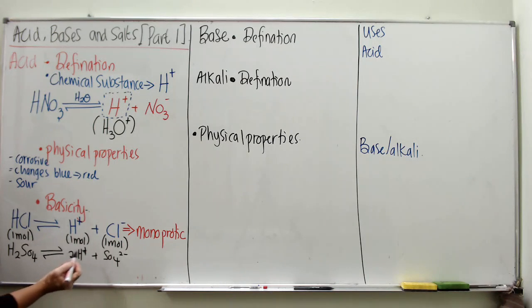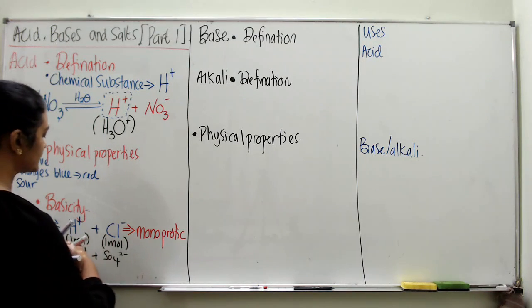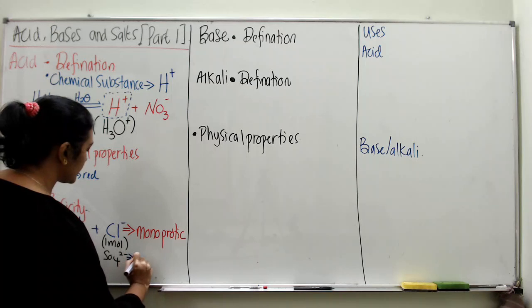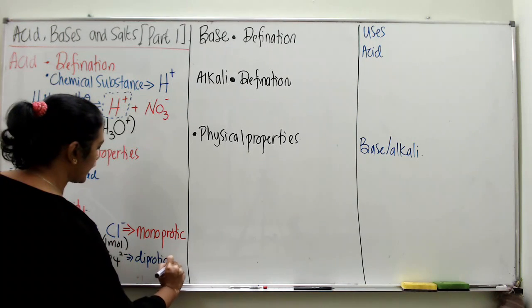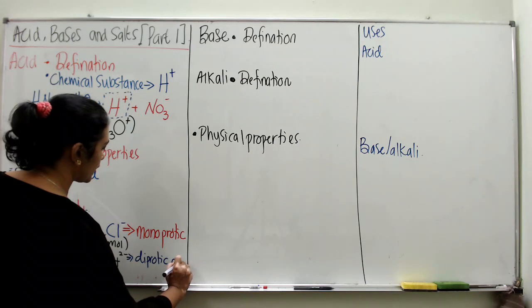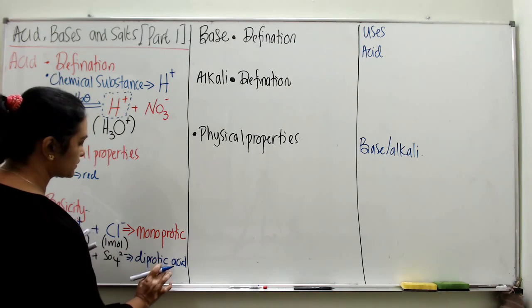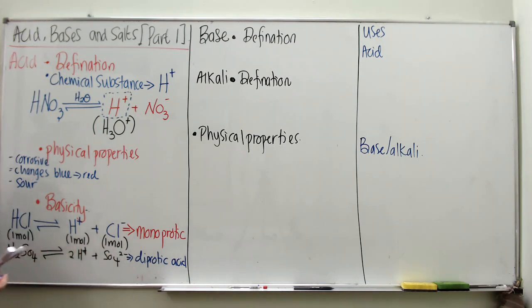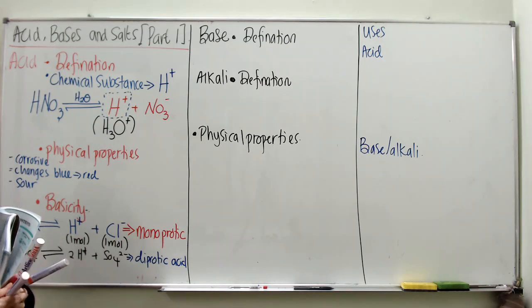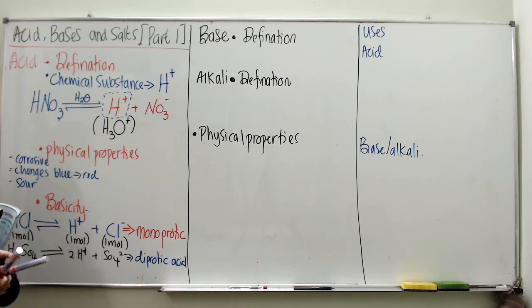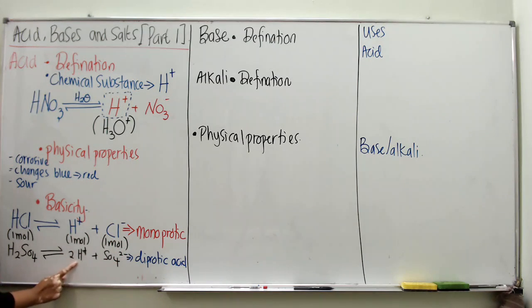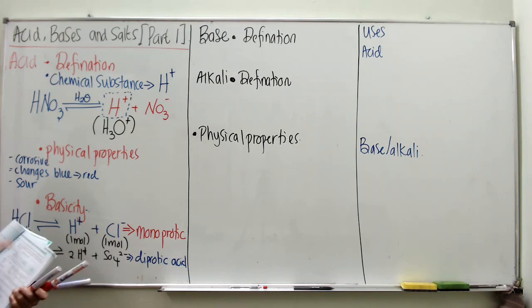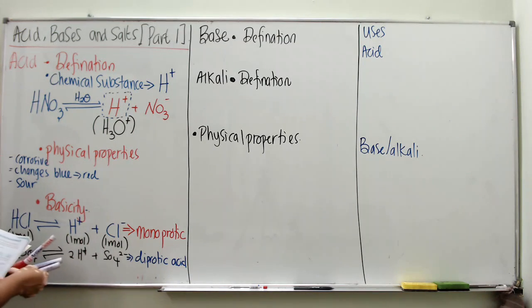Since it's 2 hydrogen ions, this is called a diprotic acid. Monoprotic acid, diprotic acid. Why? Because if you dissolve or ionize 1 mole of sulfuric acid, you will find 2 moles of hydrogen ions being produced. Now let's go to triprotic acid.